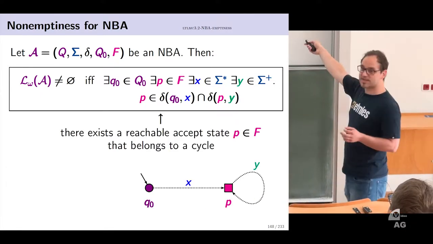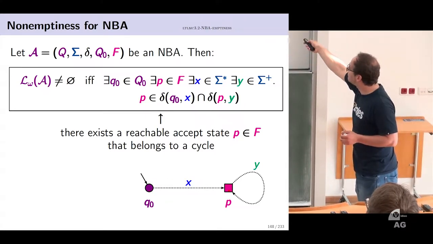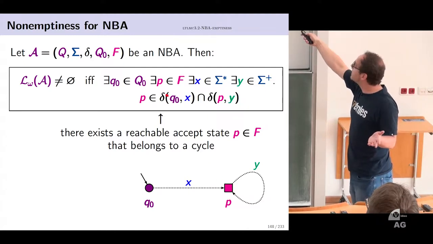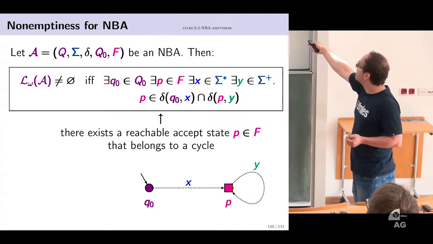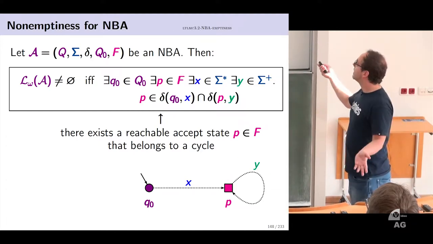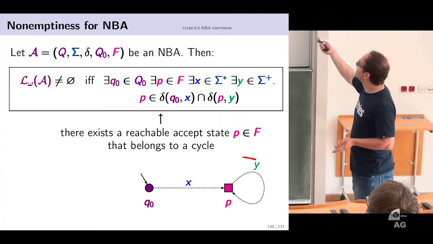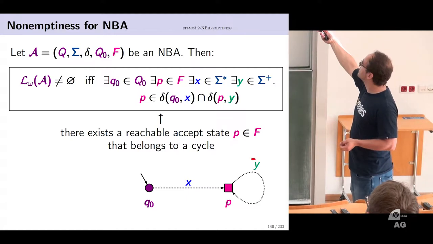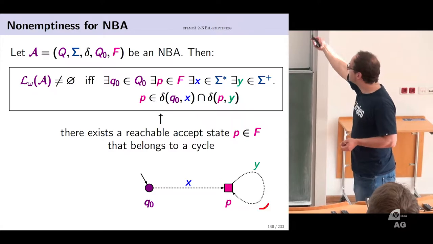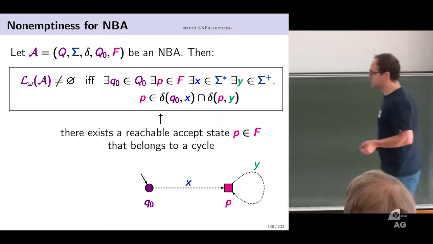If you draw this, what does it mean? You start in some initial state Q0, you read a possibly empty word X, you get to some accepting state P, and from P you can read Y and reach P itself. And I hope you intuitively already see that you would accept the word X Y to the omega, because we're starting in the initial state and visiting some accepting state infinitely often. Okay, let's prove this theorem.